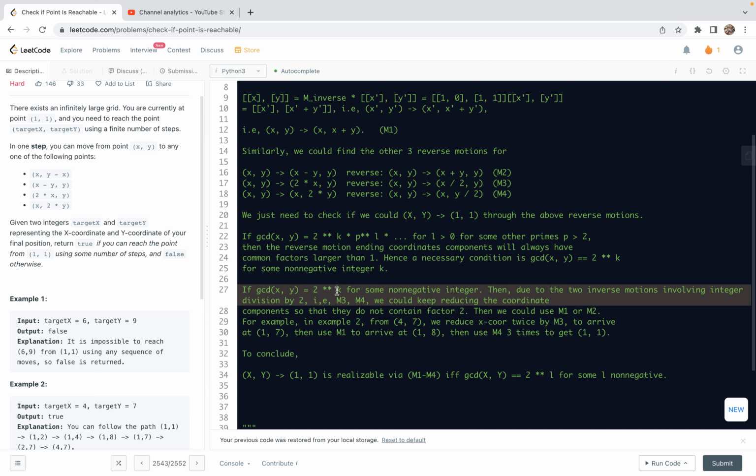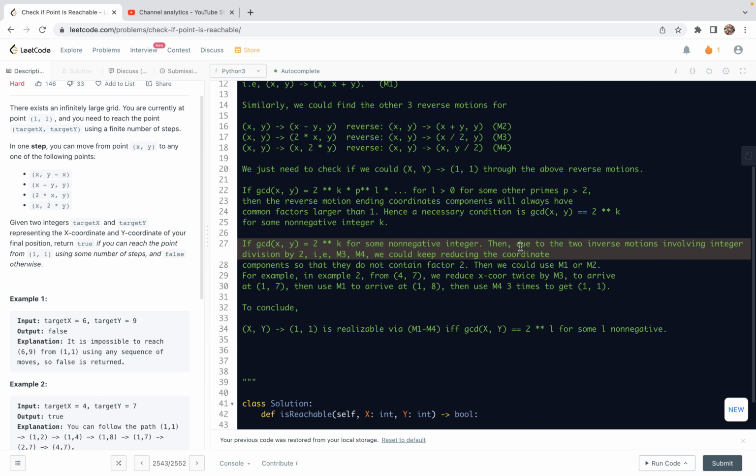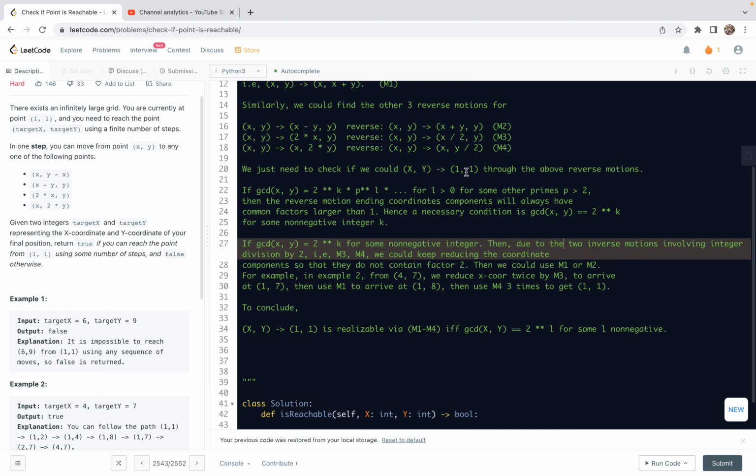Another direction is that if the GCD of x and y contains only the prime factor 2, then we can do this. So here k can be 0. If k is 0, it means GCD of x and y is 1, right? This is 2 to the power 0, right? Still do not have other prime components in the GCD. So then we can achieve this task. The reason actually is very simple. Then we can examine M3 and M4, right?